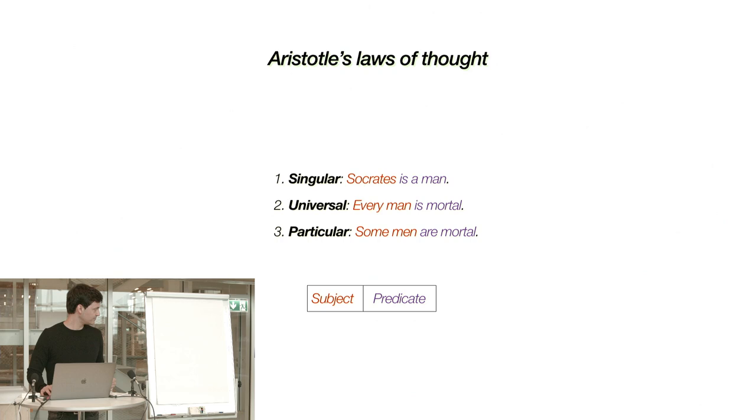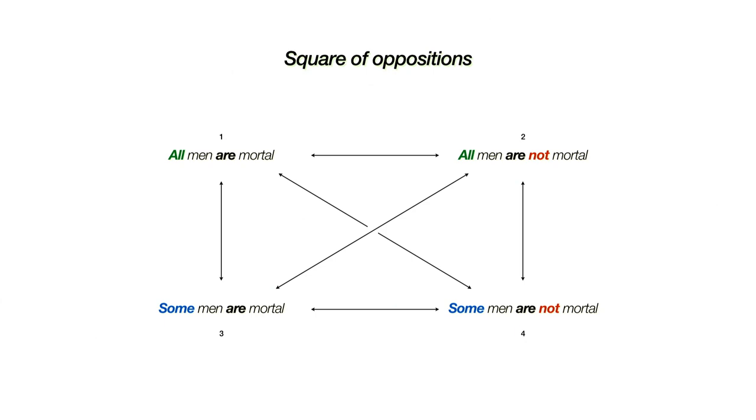And then what he noticed is that the truth of some simple sentences, which only have a subject and a predicate, has an effect on the truthfulness of other such sentences, which also have a subject and a predicate. So to show what he meant, he ordered these sentences in a particular way to see these relations. So let's examine what we have here.